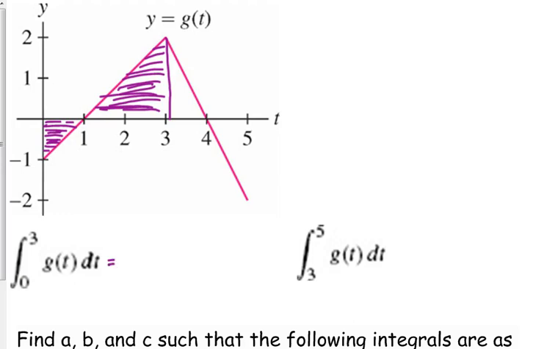So, from 0 to 1, what's that area? Negative 1/2, right? 1/2 base times height. The base is 1, the height is 1, so it's negative 1/2. Plus, what's the area from 1 to 3? 1/2 times the base, well, the base is 2, so that gives us 1 times the height, that is 2. So negative 1/2 plus 2 is 3/2.